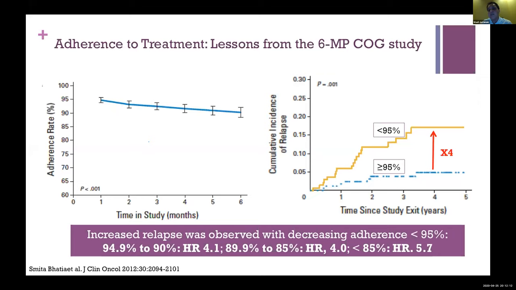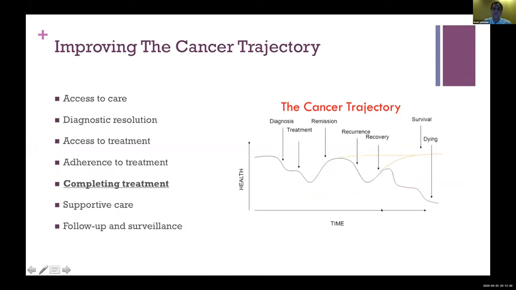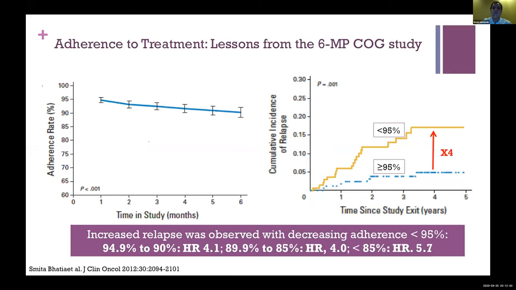And after adjusting for prognostic factors, this was still true with a 2.5-fold increase in the cumulative incidence of relapse at 4 years. And what was also important is that with declining adherence, there was a progressive increase in the risk of relapse, with patients less than 85% adherent to the daily 6MP dose having a hazard ratio of 5.7. So in practice, poor adherence can be related to patient and/or prescriber related behaviors, which again can be magnified during a pandemic for different reasons.